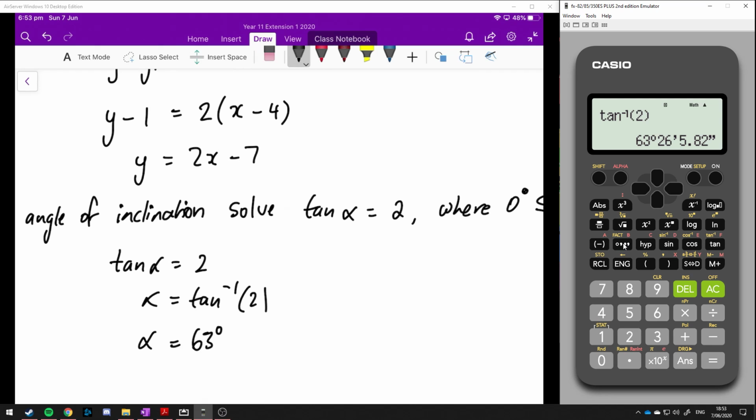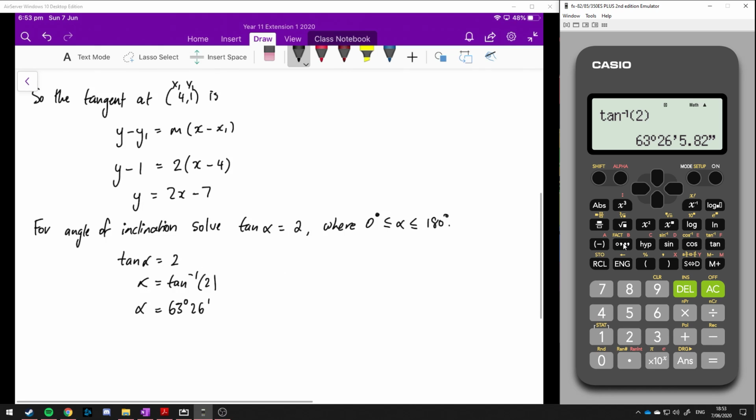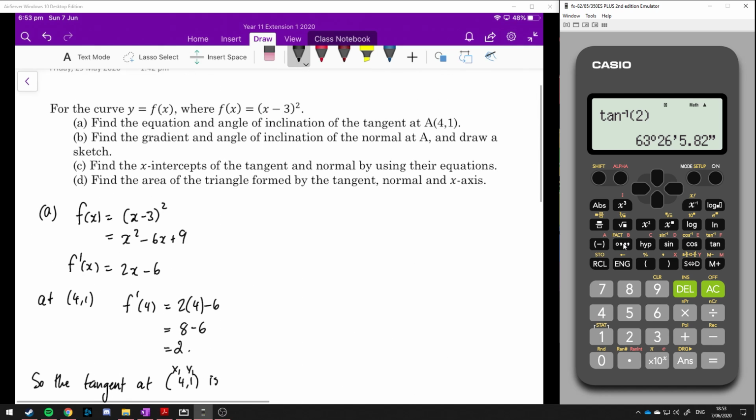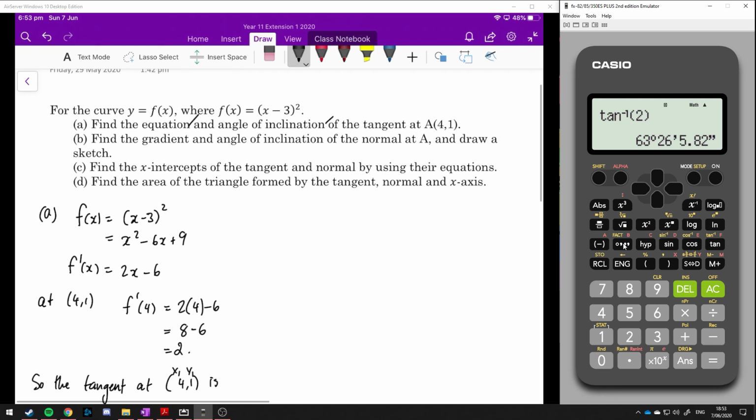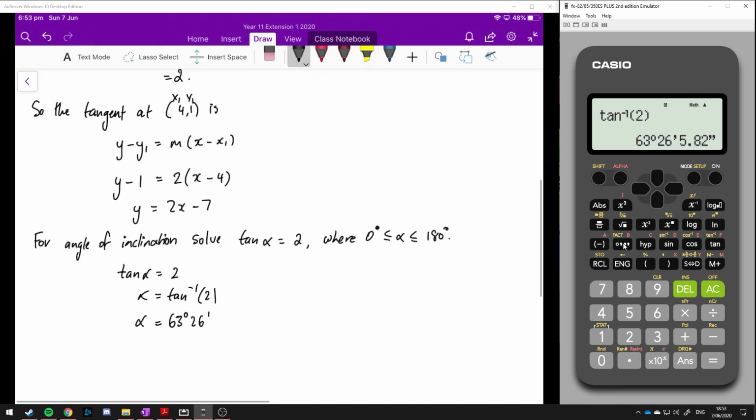63 degrees and 26 minutes, like that. Okay, so that's our angle of inclination for our tangent. And so that's all we need. Find the equation and angle of inclination. Done.